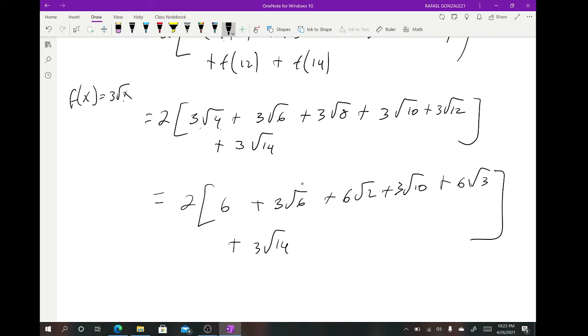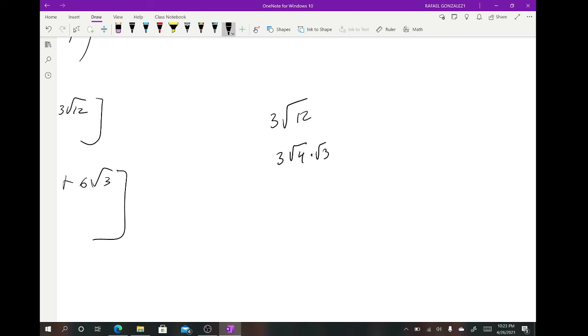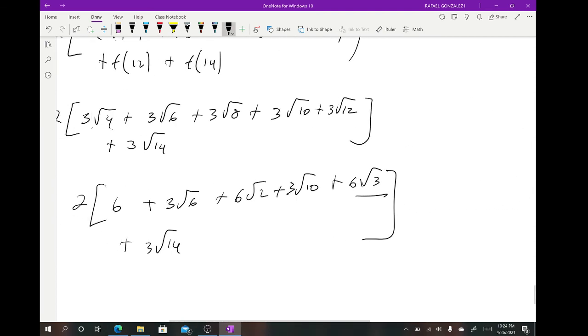And how am I simplifying this? Again, this is an aside. For example, 3 times radical 12 is the same thing as 3 times radical 4 times radical 3, and the square root of 4 is 2, so this is 3 times 2 times radical 3, which is 6 times radical 3. So that's how I get this value here.